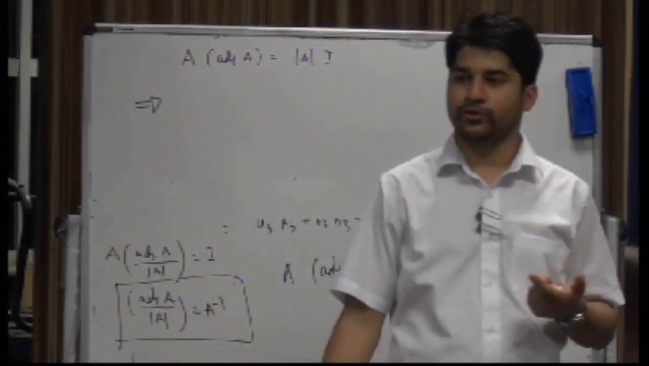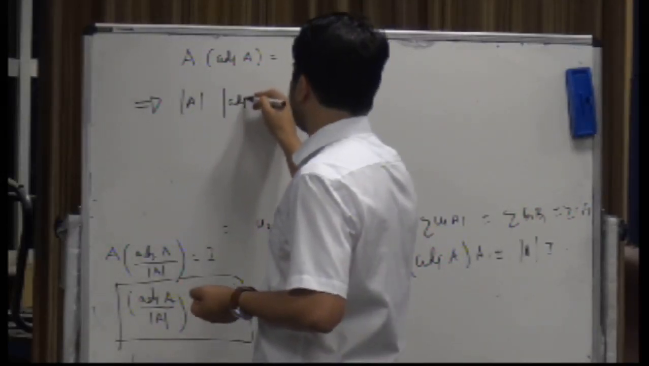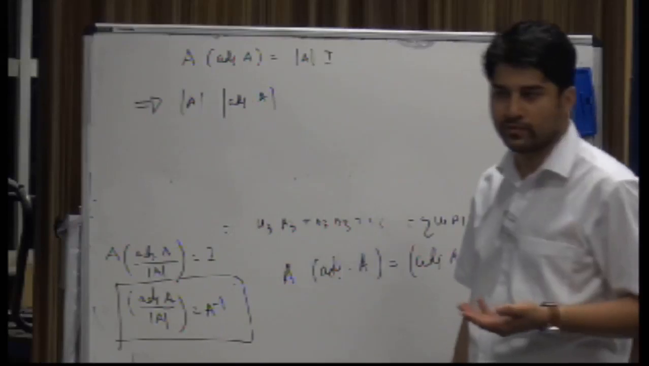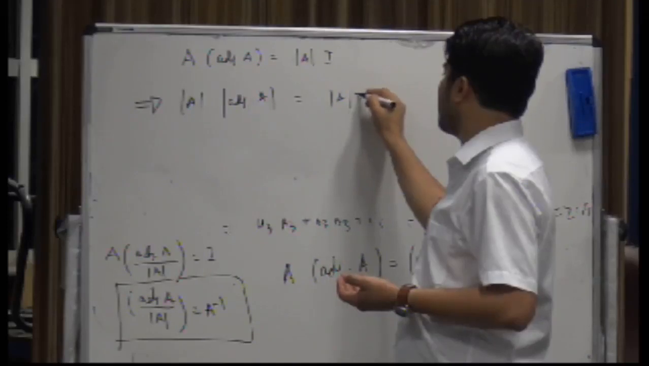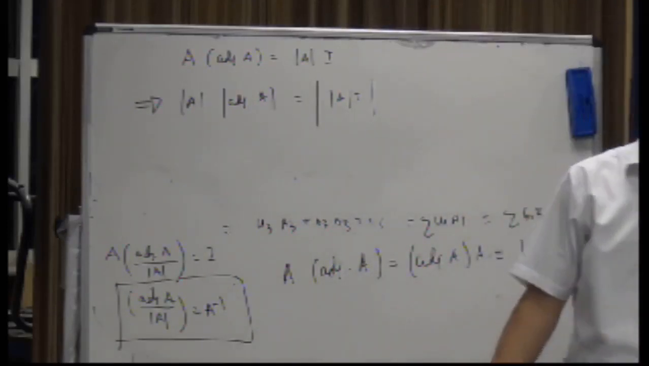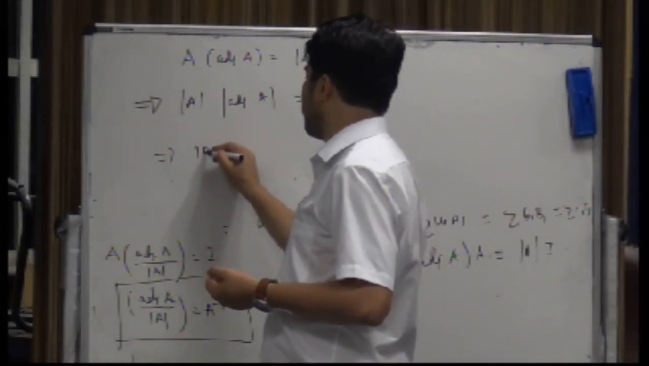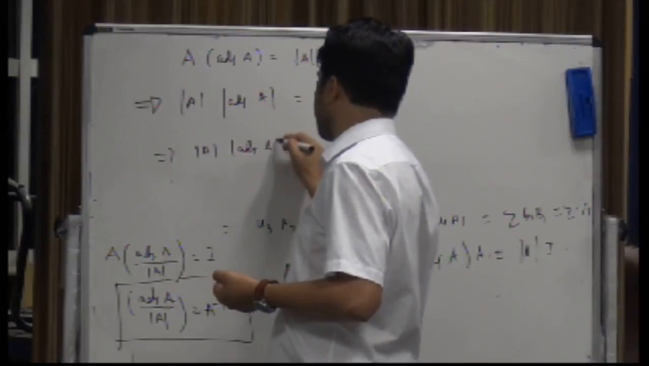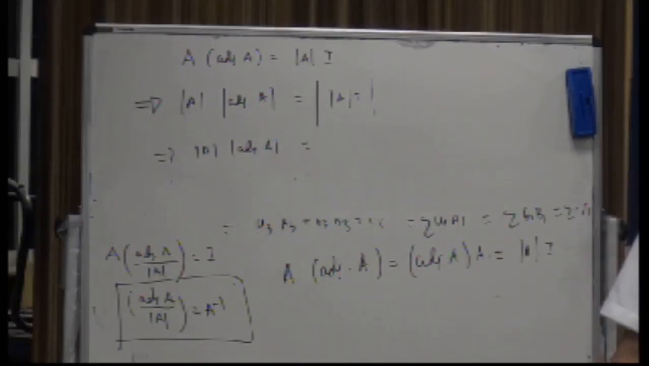So what we are going to do, we are going to take det both sides. So det A into det of adjoint A, of course we can do with the mod property, would be equal to mod of mod A I. Right or wrong? Okay. So mod A into det adjoint A, ये क्या होगा? Det A या det A to the power n? Huh? You again missing the basic? Det A or det A to the power n?